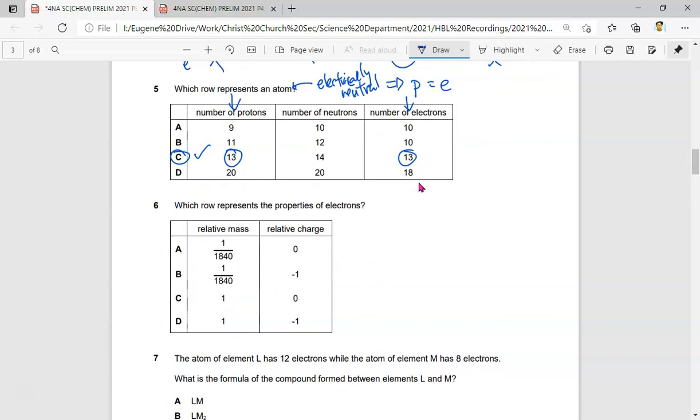Next, which row represents the property of electron? So electrons' relative charge is -1. So don't think of that. In terms of relative mass, it's actually a very small relative mass. As such, it is 1/1840. So the answer is B for question 6.